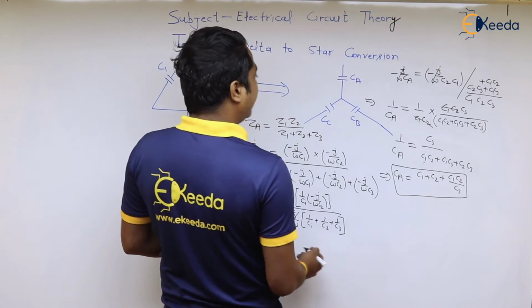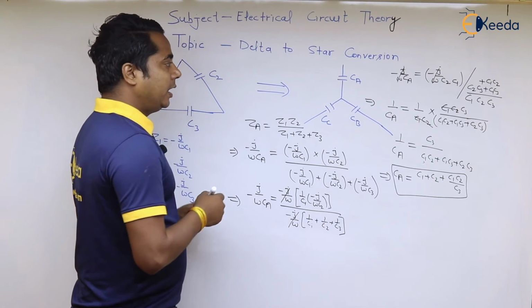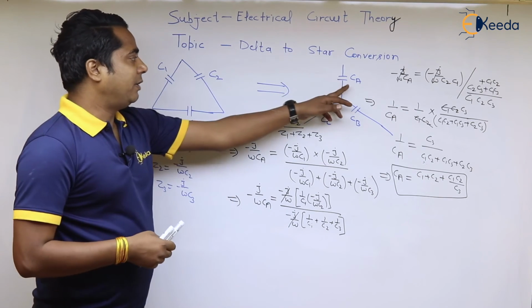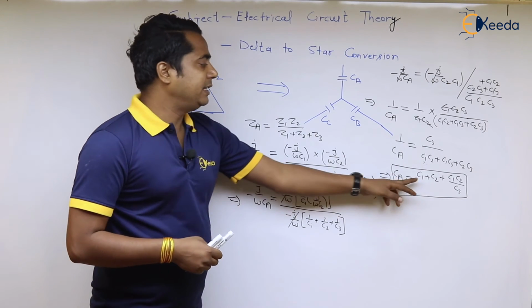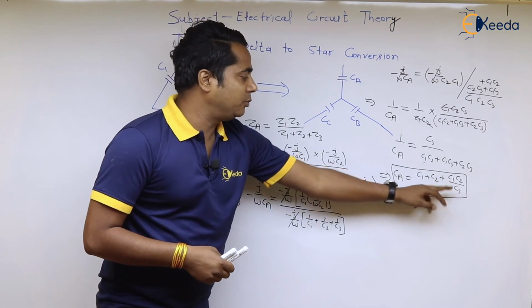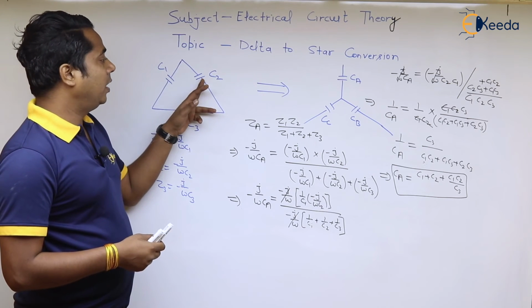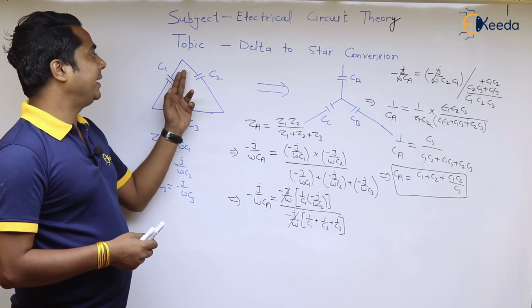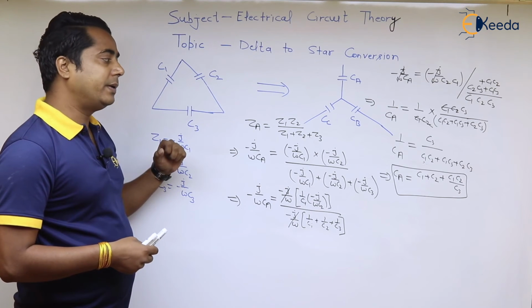In the same way, we can write the value of Cb and Cc. Here, the value of Ca is coming out to be C1 plus C2 plus C1 C2 by C3, means this plus multiplication of these two upon C3. So it's very simple to remember.